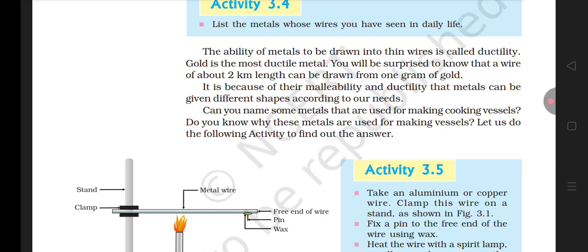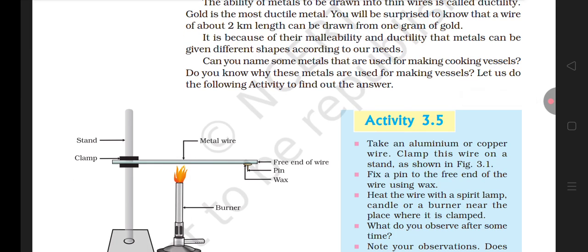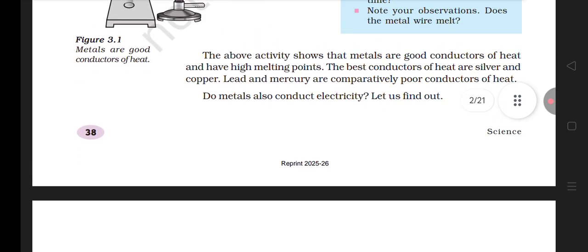Now the next is a very interesting activity. You will see here that metals are very good conductors of heat, and when we fix the pin there, you'll see that there is an immediate transfer of heat and the pin also becomes very hot. Okay, now the next: the above activity shows that metals are good conductors of heat and they have a very high melting point. The best conductors of heat are silver and copper. Why are silver and copper the best conductors of heat? Because they allow more amount of heat to pass through them, or basically they are conductors which do not resist heat. They always allow heat to pass through them.